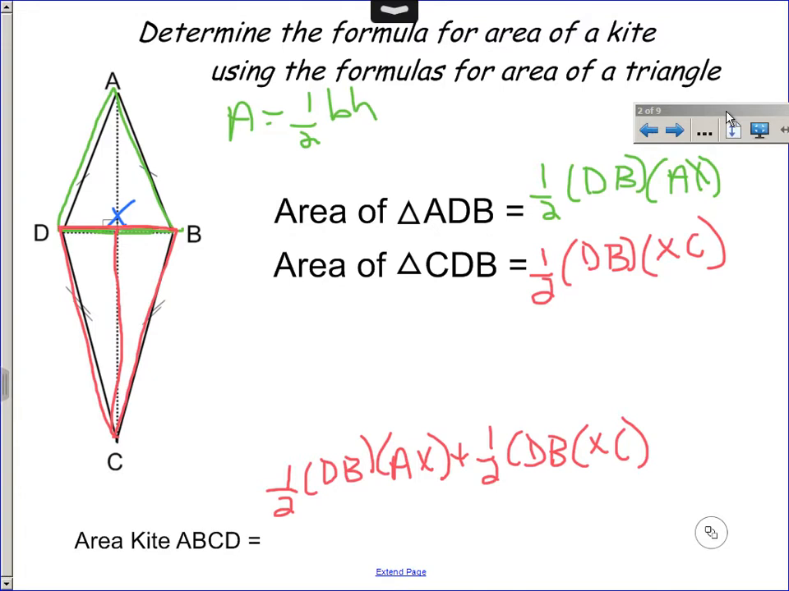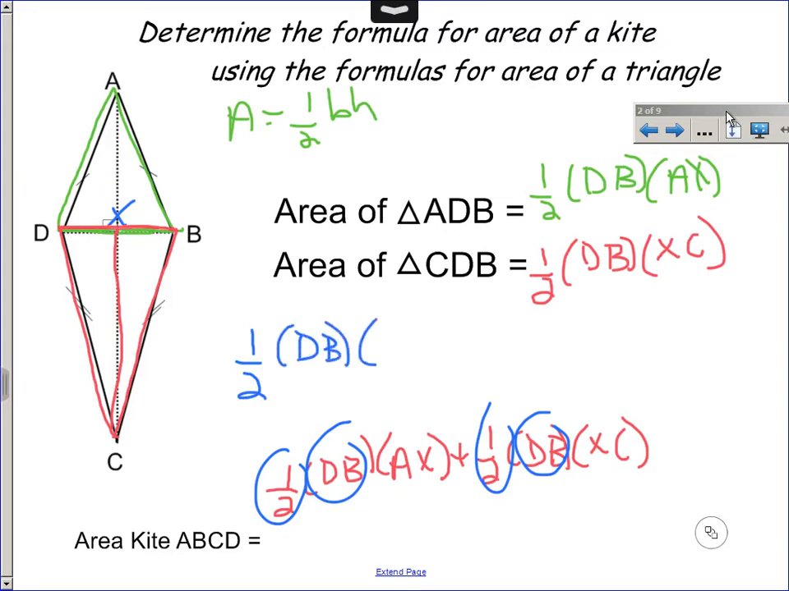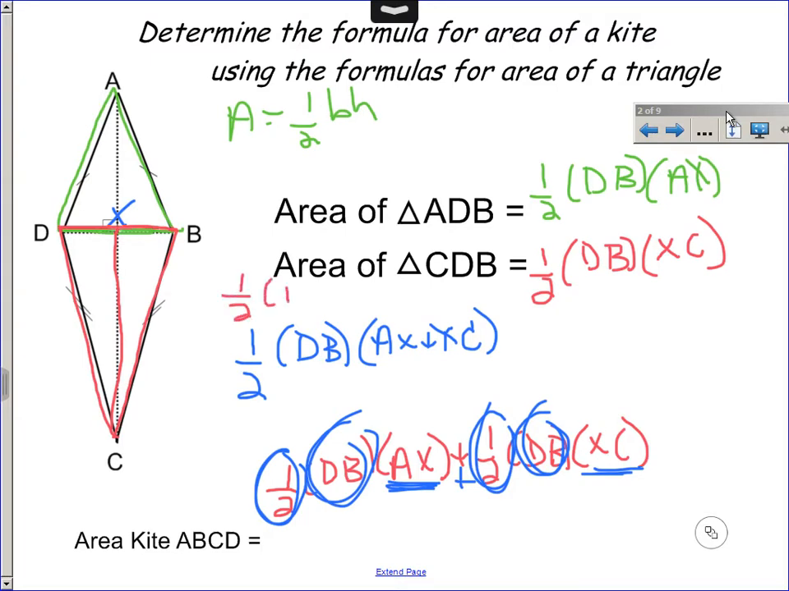So hopefully you remember factoring. I have some terms that I can factor out here. I'm going to factor out 1/2 DB. And then I'm left with AX plus XC, because I factored out the common terms. Now, couldn't I replace AX plus XC with the length from A all the way to C, because I'm adding them together anyways? So I get AC.